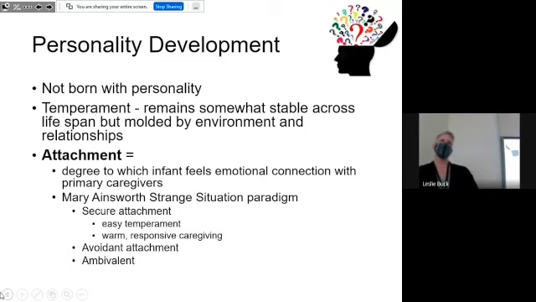Secure attachment is what we see most if kids are easy. It's easy to be a warm, responsive caregiver to an easy baby. It's harder to be responsive and warm to a grouchy one, right? So difficult babies are less likely to have a secure attachment, but I could be born easy, and if you have a neglectful or abusive parent, then that's going to be much more powerful than that easy temperament I started out with. So Mary Ainsworth studied this.